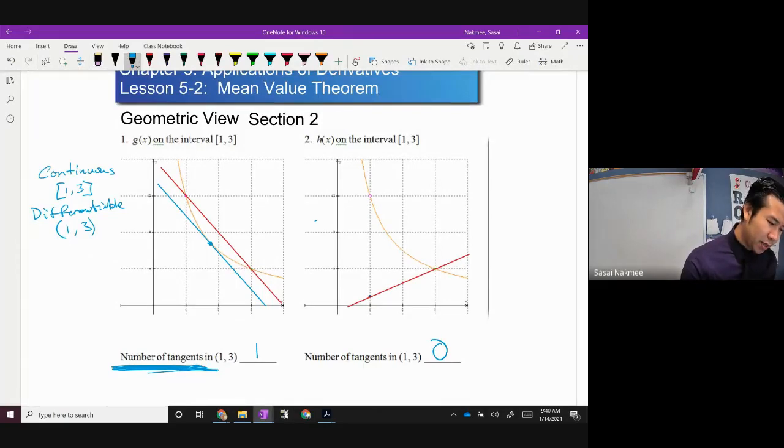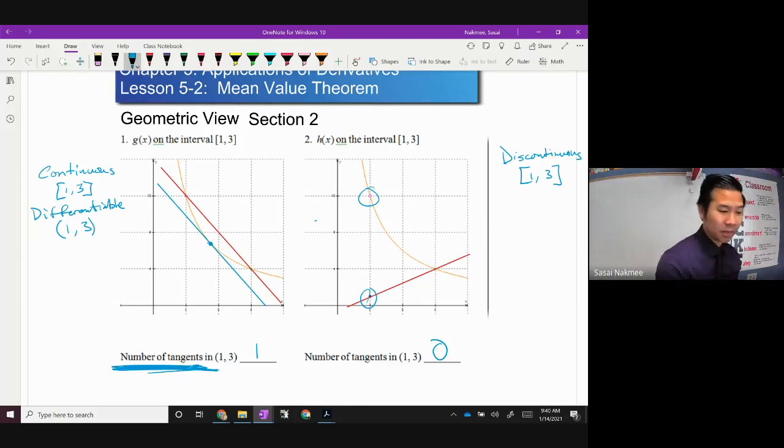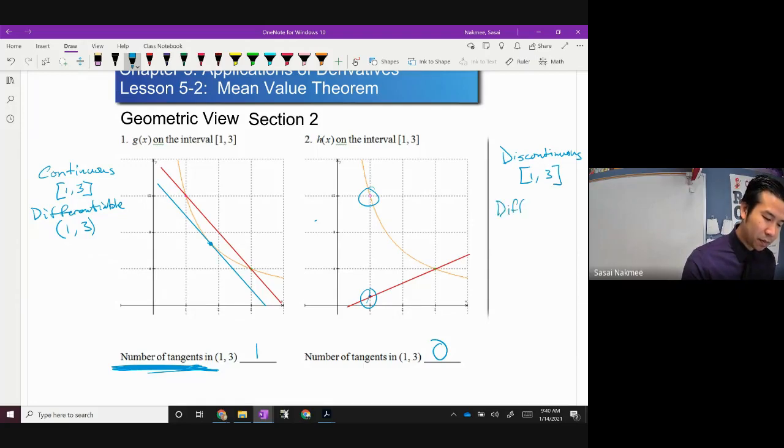Number 2, we can see this, right? This clearly has a jump discontinuity. So we can say that number 2 is discontinuous on the closed interval from 1 to 3, right? Because at 1, at that endpoint, we have a hole there, not continuous. But this is actually differentiable, but not at 1.